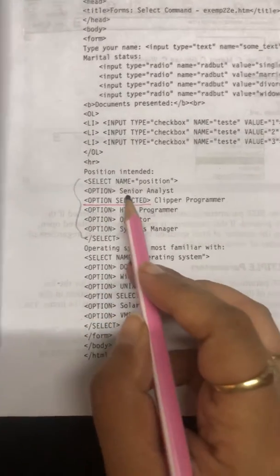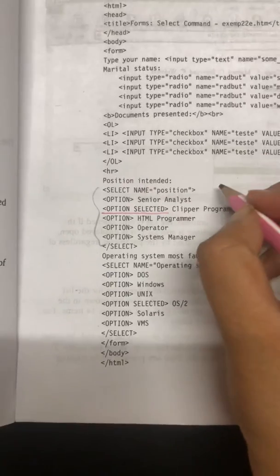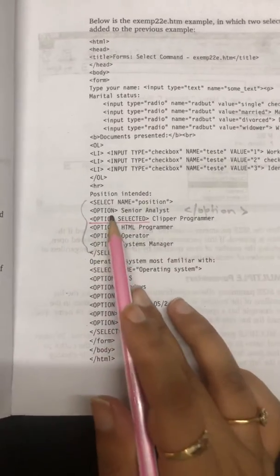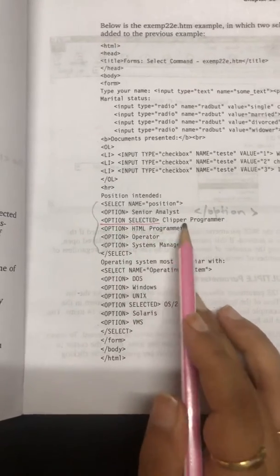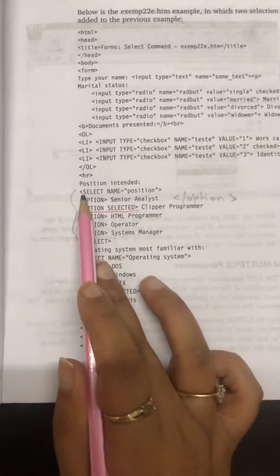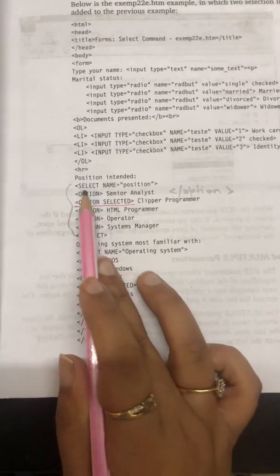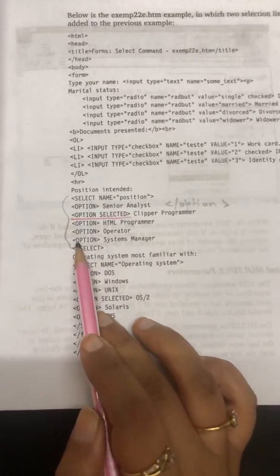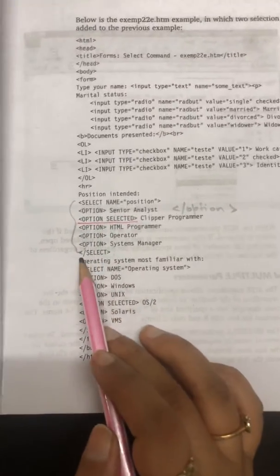For the different options, we simply use the option tag and give the option. You can also have a closing option tag that is optional but sometimes recommended. The first option is senior analyst, second option is clipper programmer, and so on. Firstly you create the list using the select tag, give the name of the list, then the various options in it using the different option tags, and finally you need to close it using the /select command.